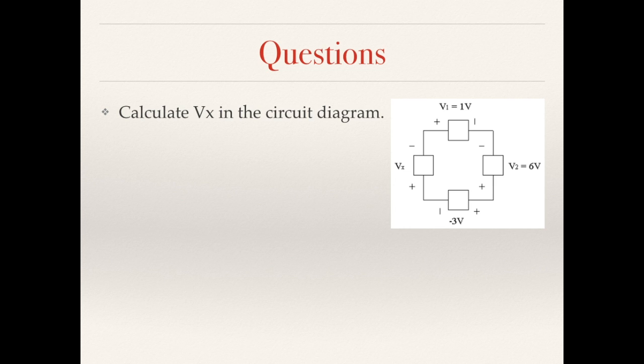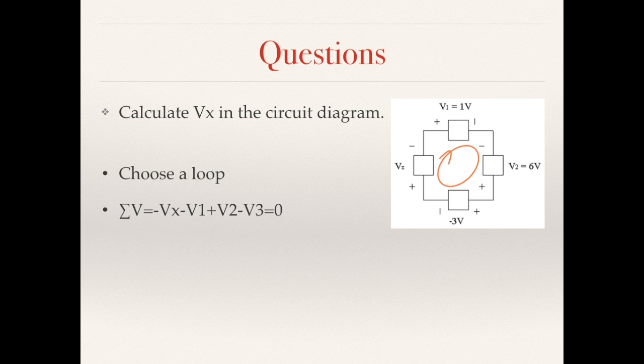So we have a question here: calculate Vx in the circuit diagram shown on the right-hand side. To solve this kind of problem using Kirchhoff's voltage law, remember the first thing that you always have to do is to choose a loop. So in this problem, I decided the loop to be clockwise here. And the second thing we have to do is write down the formula, which is the sum of voltage drops is equal to 0. So here we have the sum of voltage drops equals 0, and thus we have minus Vx minus V1 plus V2 minus V3 equals 0.